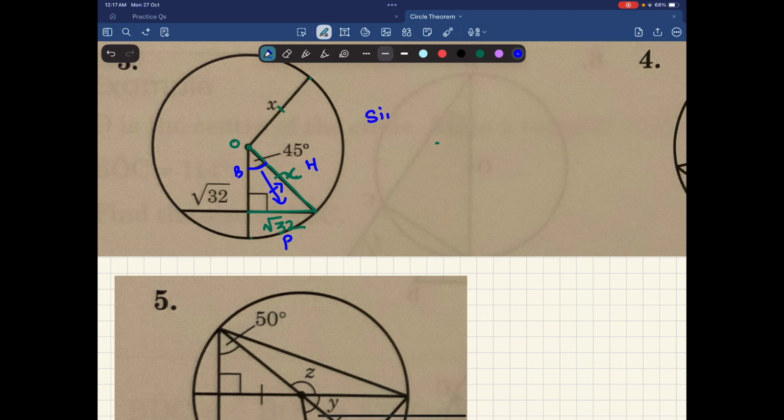I hope all of us know that it's sine. So sine theta is equal to P over H. Theta is the angle, so sine of 45 is equal to perpendicular, which is under root 32, divided by H, which is X. So X is going to be under root 32 divided by sine of 45. Use a calculator to find the value. And the answer is, under root 32 divided by sine of 45 gives you 8. So the value of X is 8.